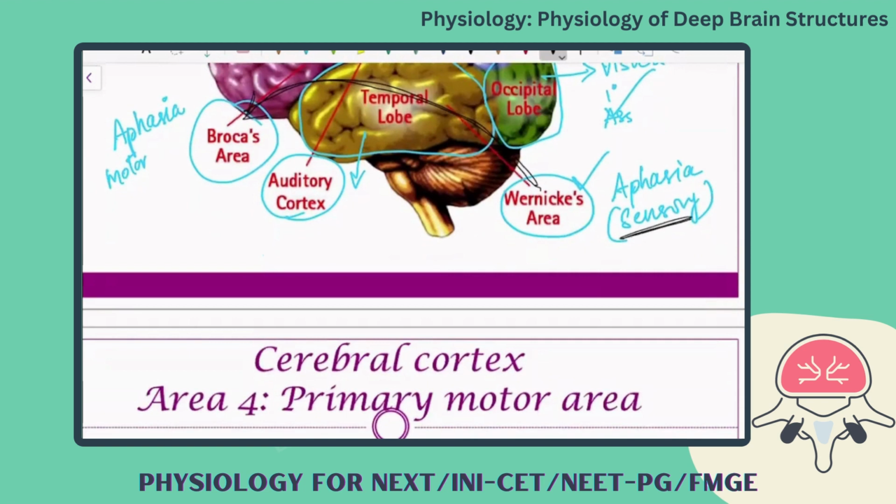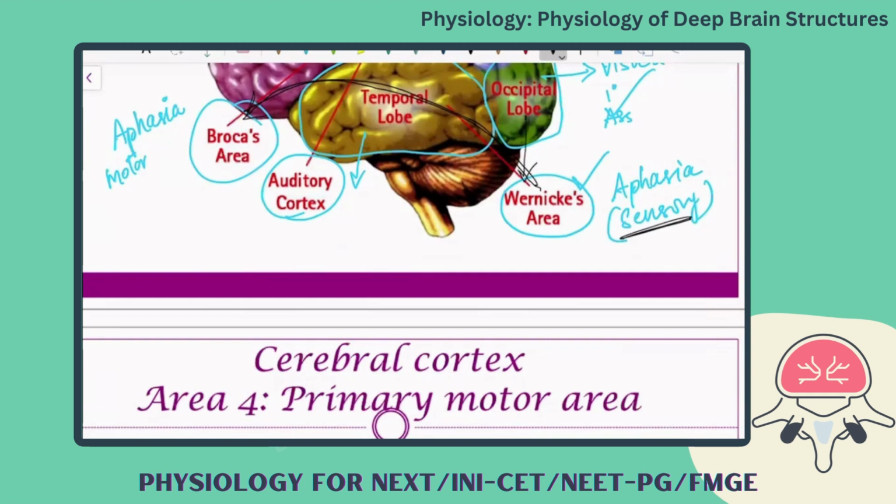Wernicke's area is for sensory speech. For example, I am writing and showing you something and asking you to read. Your eyes are seeing. The visual cortex will give a signal to the Wernicke's area. This will do the sensory function of receiving the signal.